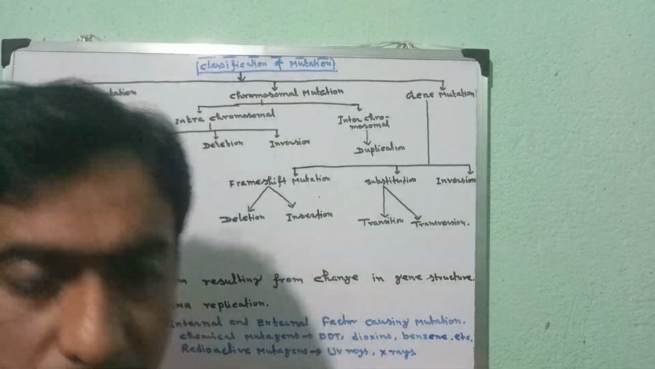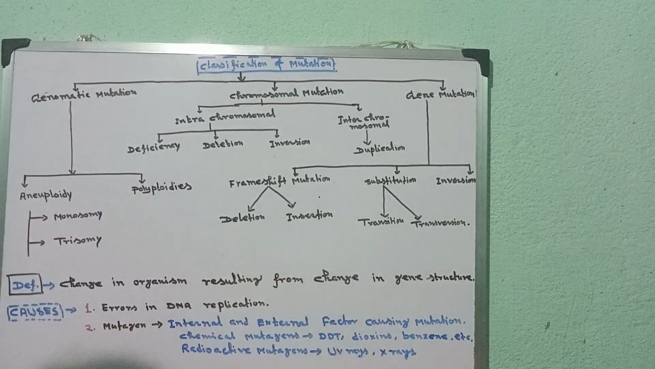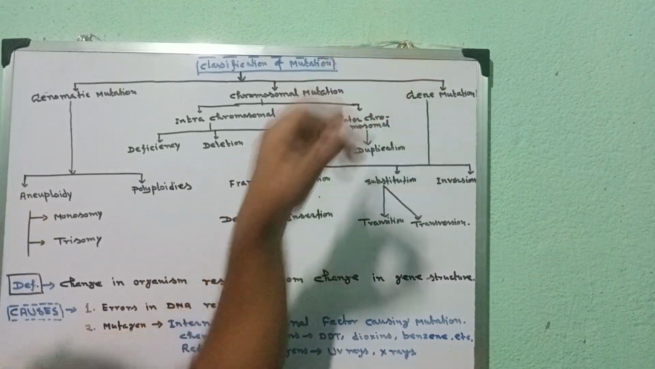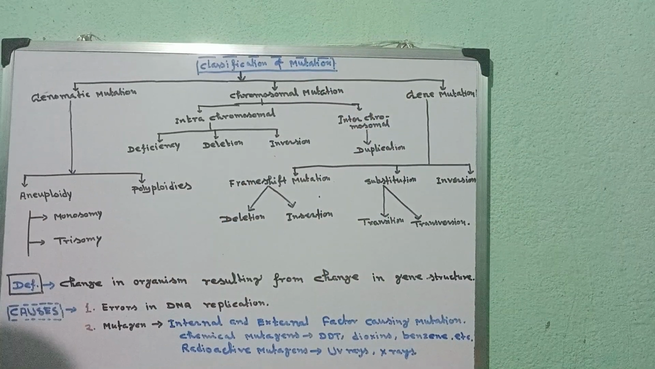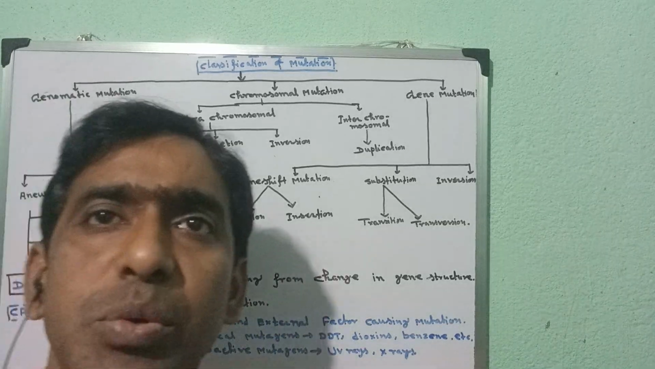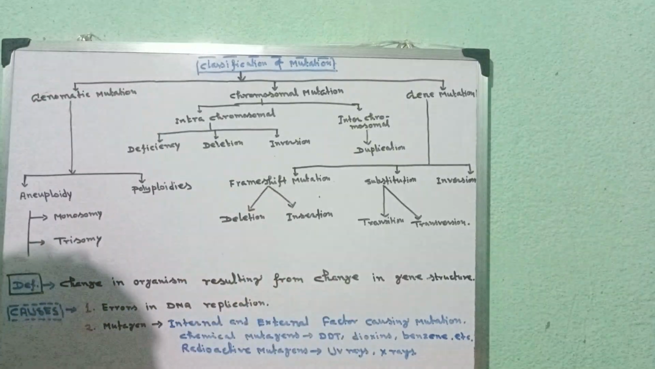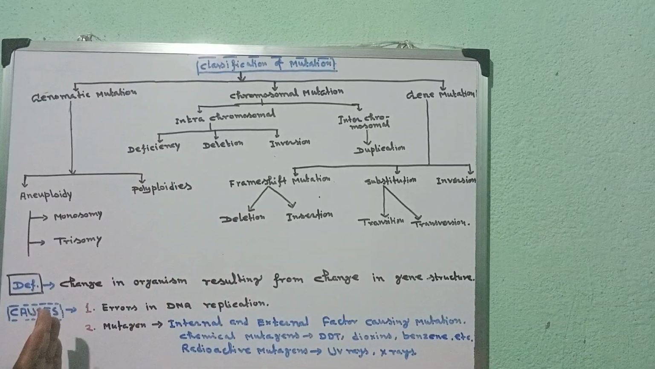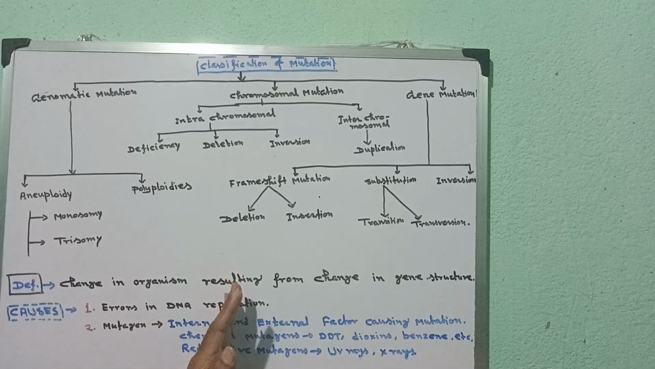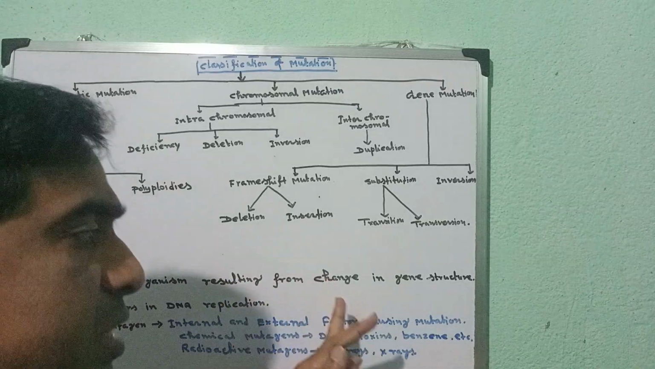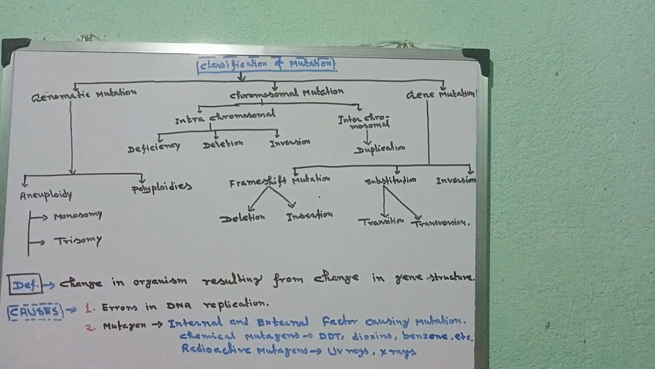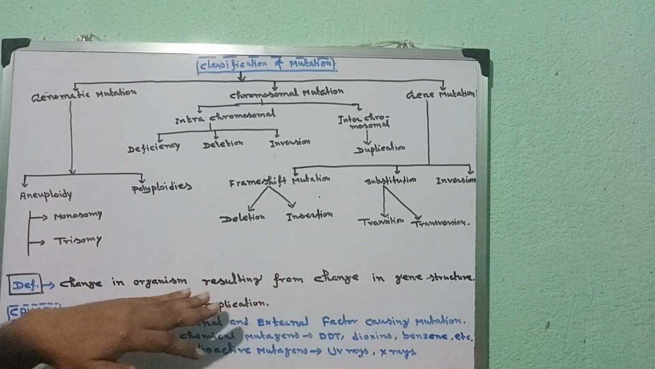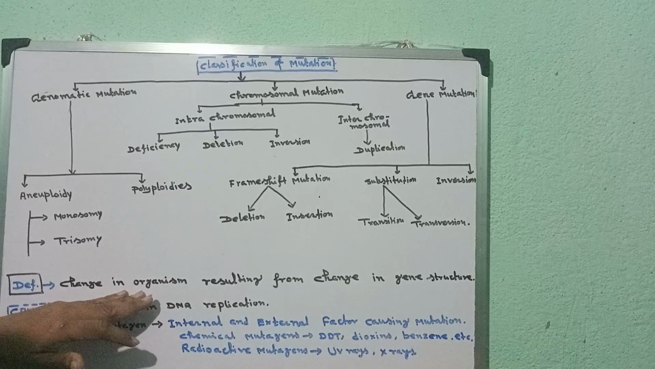Today I was going to deliver one of the most interesting topics related to this subject. One is mutation. Mutation means any change in the DNA sequence of the cell. So mutation is the change of the organism resulting from changes in gene structure. Okay, so a change in the gene structure results in a change of the organism.